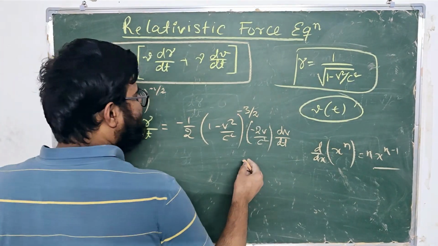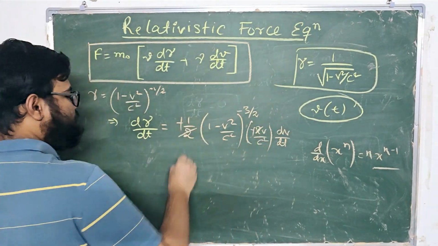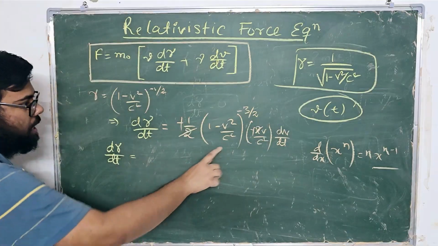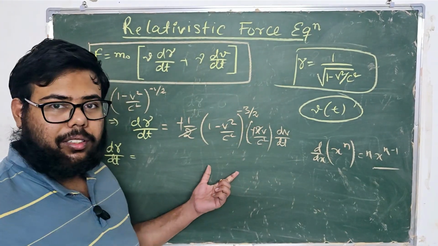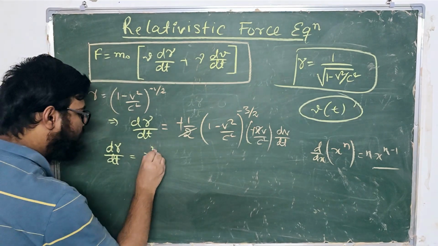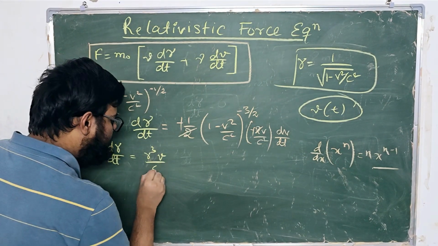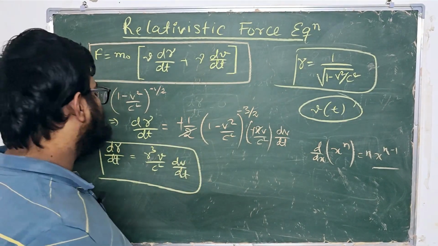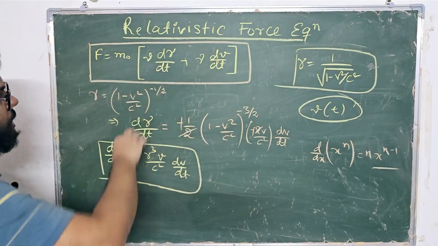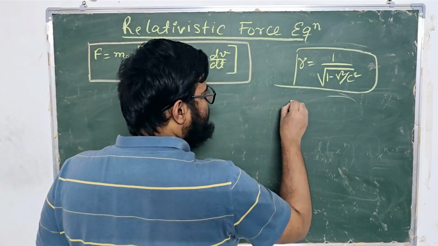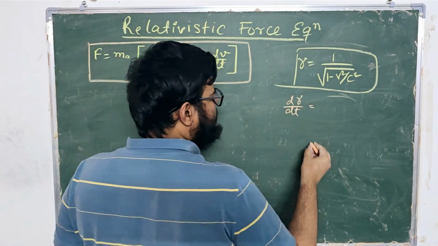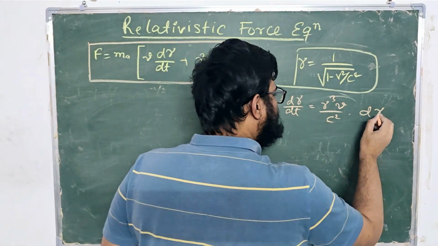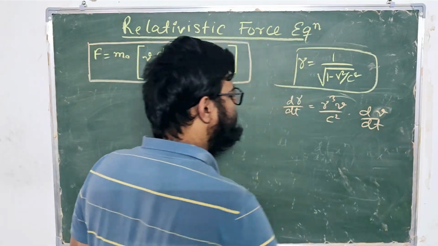Okay, so this and this will get cancelled, this will become positive, and from here you get d gamma by dt. What is this expression? This is equal to gamma cube. So it is gamma cube times v by c square times dv by dt. So from here you have got this expression. Now let's plug in over here and let's see what we get.